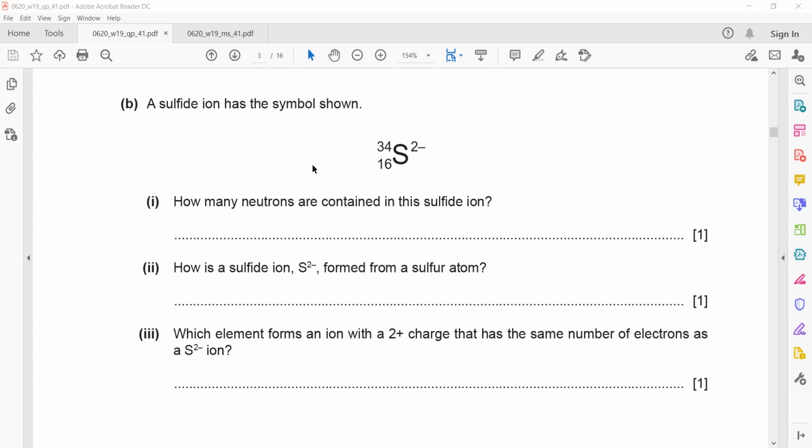The sulfide ion has a symbol. How many neutrons are there in a sulfide ion? 18, because when you subtract 34 minus 16, that's equal to 18. How is a sulfide ion formed from a sulfur atom? By gaining 2 electrons. That's right.